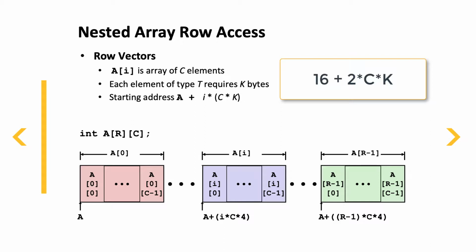So that 2 times C times K just skips me ahead the length of the first two elements. Row 0 and row 1 are going to have a total length of 2 times C times K. So I start with 16, I add 2 times C times K. That lands me at row 2 of array A. I skip rows 0 and 1, and I've gotten myself to the address of row 2 in array A.